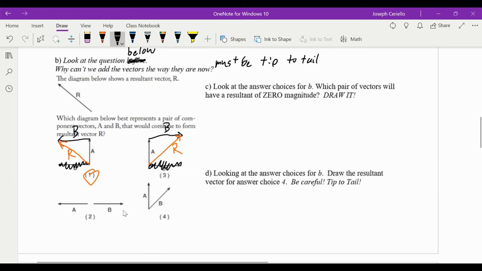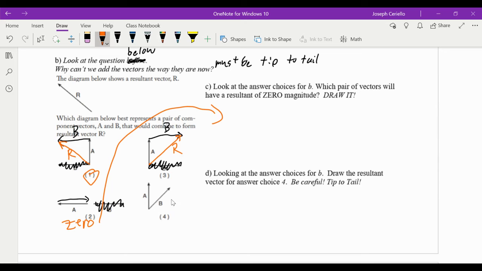Let's look here. These aren't tip to tail either. So this is a little bit strange to think about. But if I get rid of B and I line it up tip to tail with A, notice how, well, it looks kind of strange. Well, this would be like if you walk to the left 10 meters and then to the right 10 meters. What's your displacement? What's your resultant displacement? It's going to be 0. This is the 0 vector. You can't really draw it. It doesn't really have a direction. It's just 0. This would be the answer choice to part C.